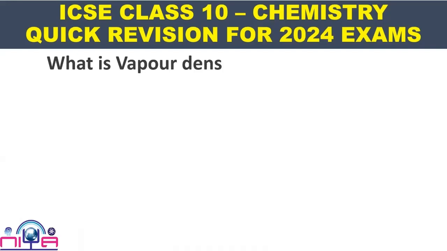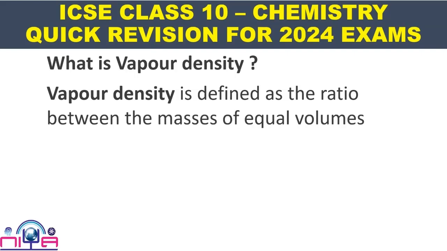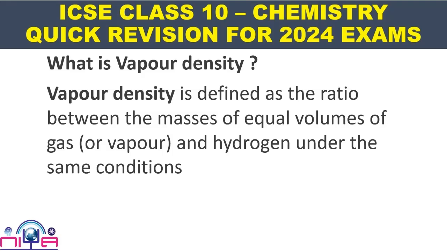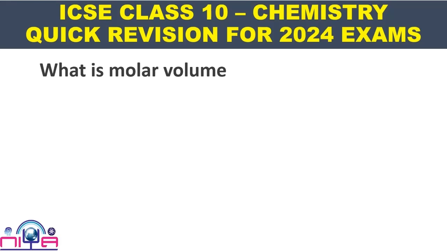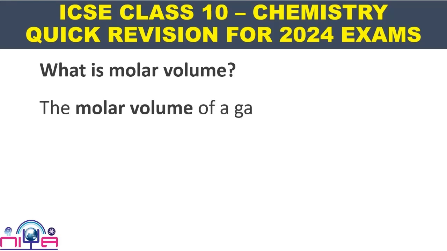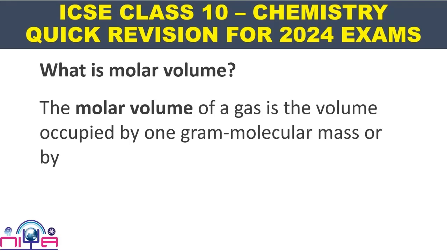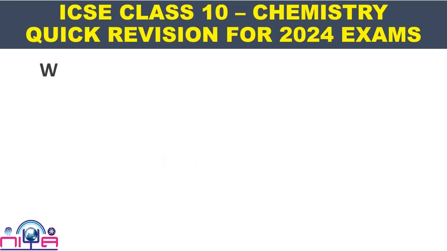What is vapor density? Vapor density is defined as the ratio between the masses of equal volumes of gas, or vapor, and hydrogen under the same conditions of temperature and pressure. What is molar volume? The molar volume of a gas is the volume occupied by 1 gram molecular mass or by 1 mole of the gas at STP. It is equal to 22.4 dm3.